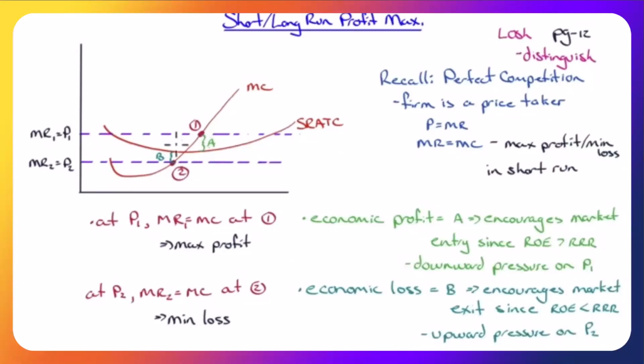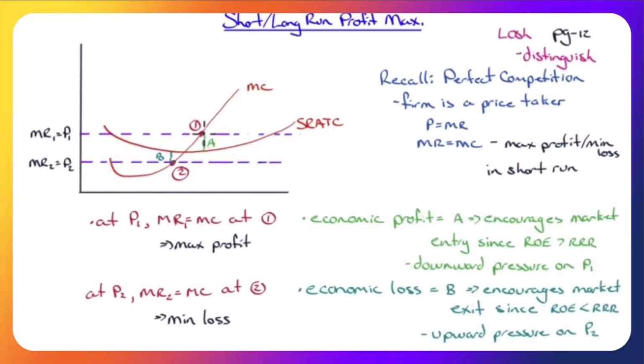Let's start at a different place. Let's start at a price that is below the intersection of the average total cost curve and the marginal cost curve. We'll set a price at P2. Again, P2 is equal to our marginal revenue. So at P2, marginal revenue 2 equals marginal cost. There we are right there. So that should be a point of either maximum profit or loss minimization. Well, we can easily see that our marginal revenue is below our average total cost. We must be in a loss situation, and we are. We're at a minimum loss, but we're still losing money. This encourages market exit since the return on equity is less than the required rate of return.